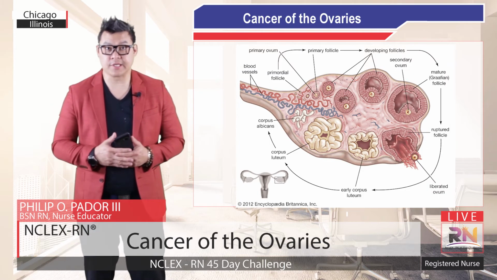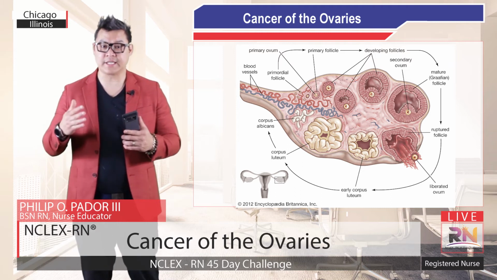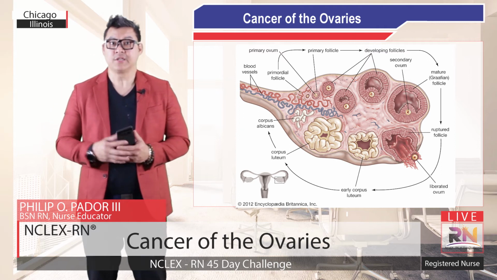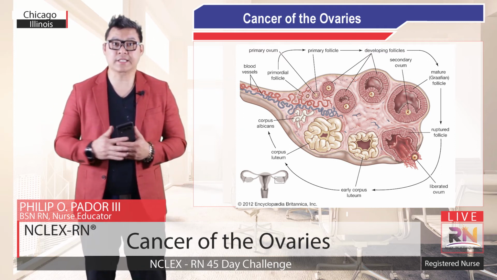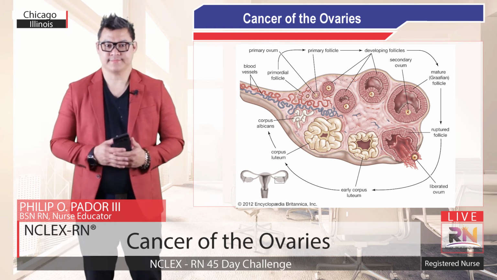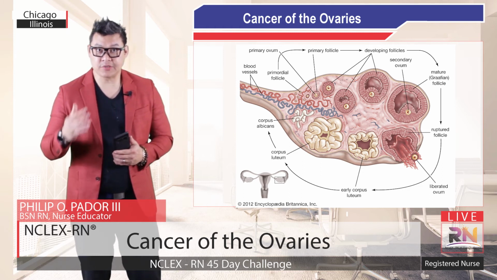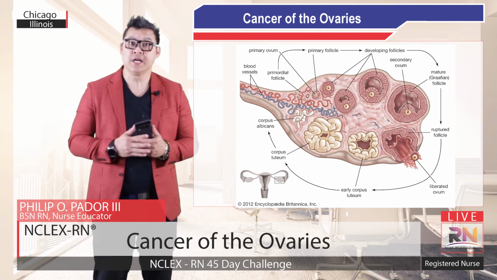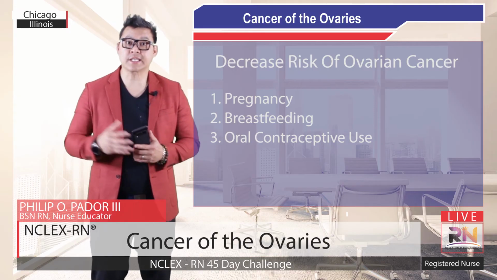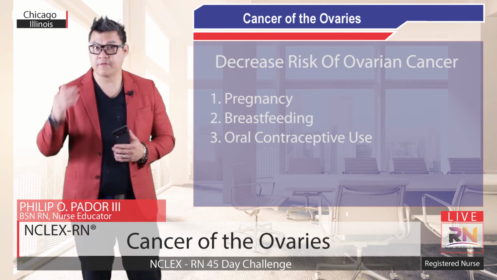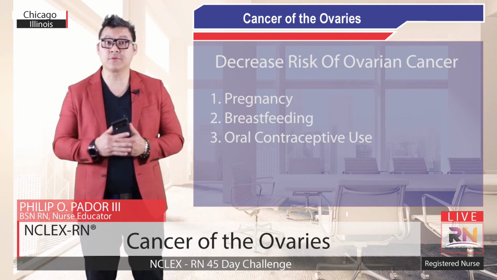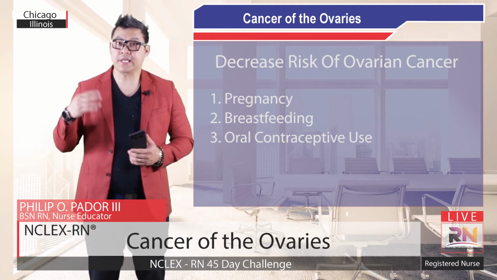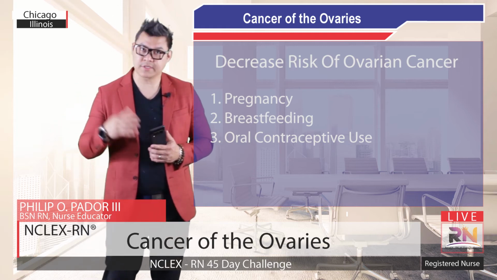So during ovulation, the follicle ruptures and releases an egg, which inadvertently leads to epithelial cell damage. To fix that damage, the epithelial cells have to undergo cell division to replace and heal that tissue. Each time the cells divide, there is a chance of mutations and the possibility of a tumor formation. So things that are associated with a decreased risk of ovarian cancer include things that reduce the number of ovulatory cycles, like pregnancy, breastfeeding, and oral contraceptive use.